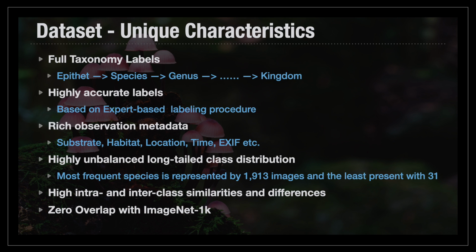rich observation metadata with information about substrate, habitat, location, time, EXIF, and many more, with highly unbalanced long-tail class distribution where the most frequent species is represented by almost 2000 images and the least present with 31, with zero overlap with ImageNet, and lastly with extraordinary inter and intra-class similarities and differences.